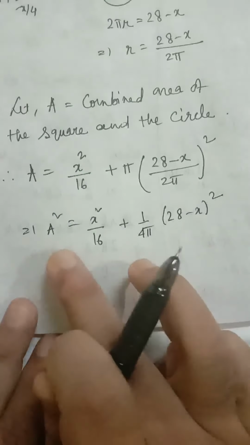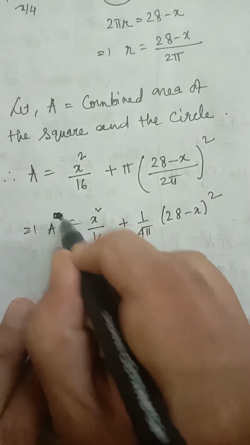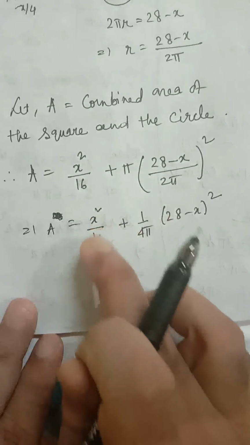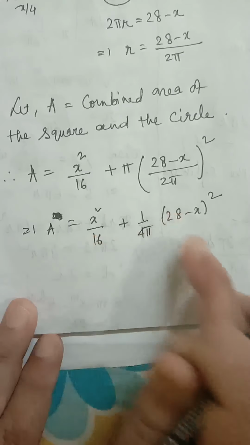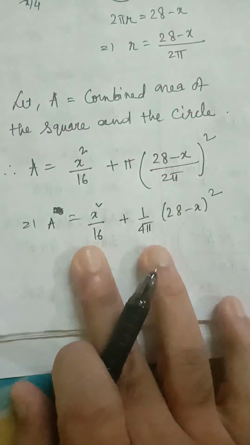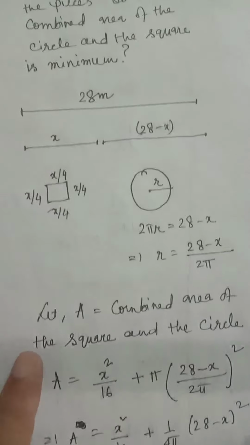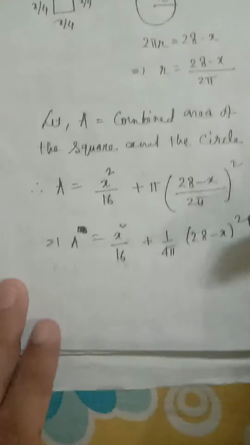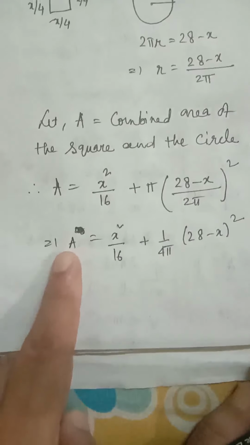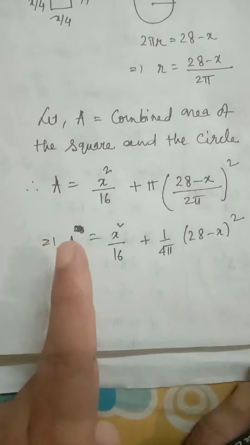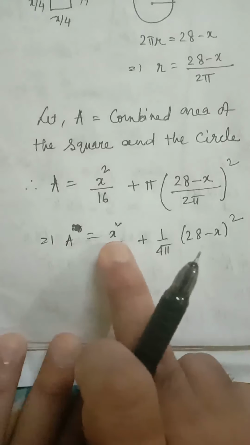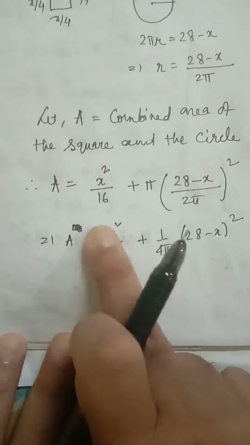You can see here, A is only in terms of one variable x. Here x is the only variable, all others, 4 pi, 28, are constant. Before finding the minimum value of A, we have to ensure that A is expressed in terms of one variable only. Here we have expressed A only in terms of x.